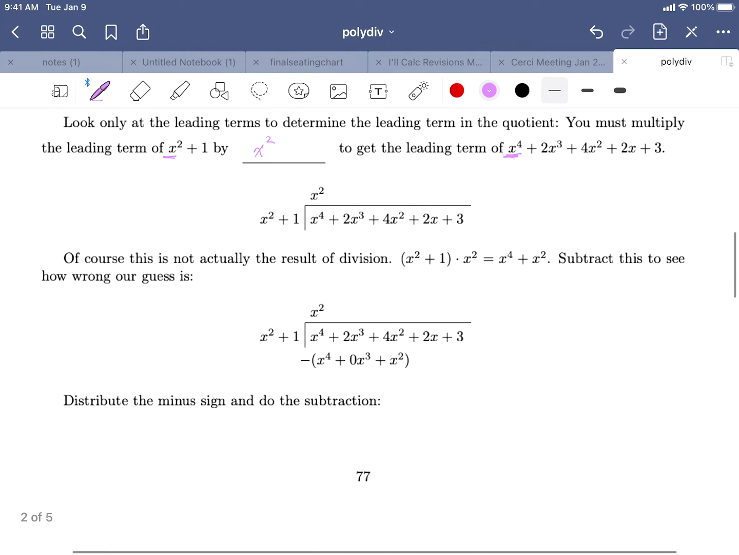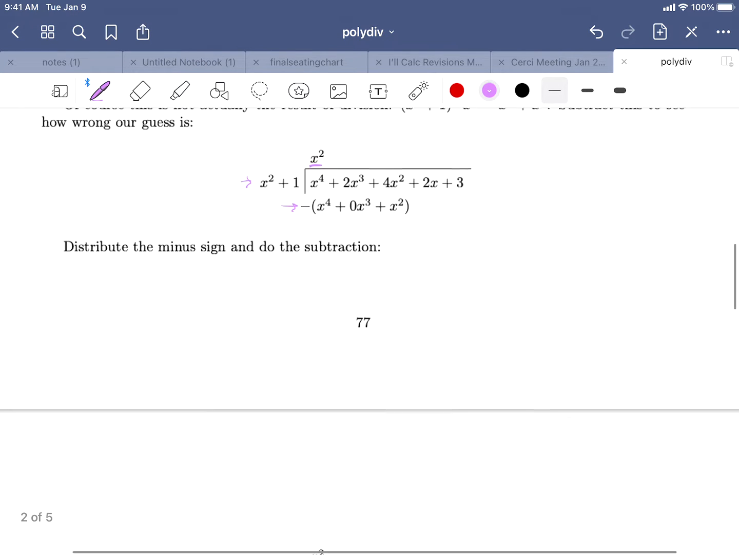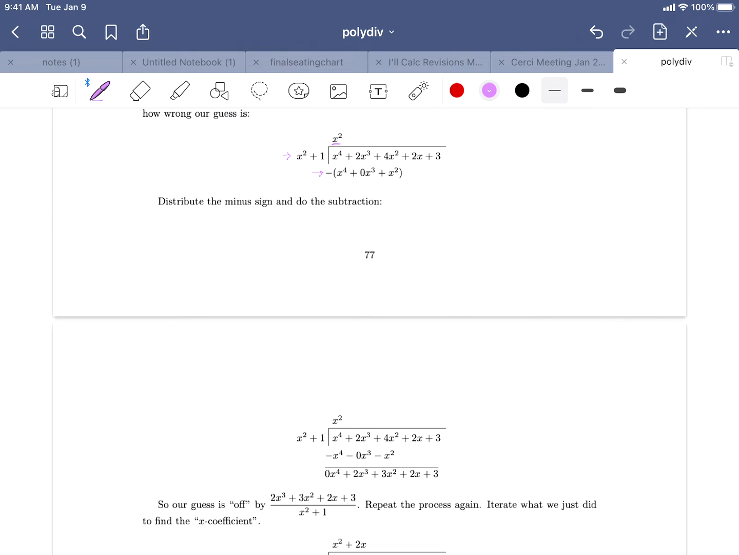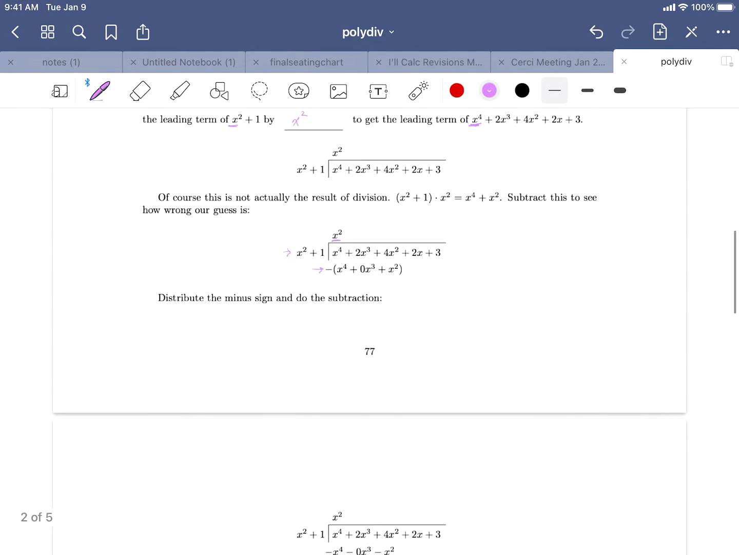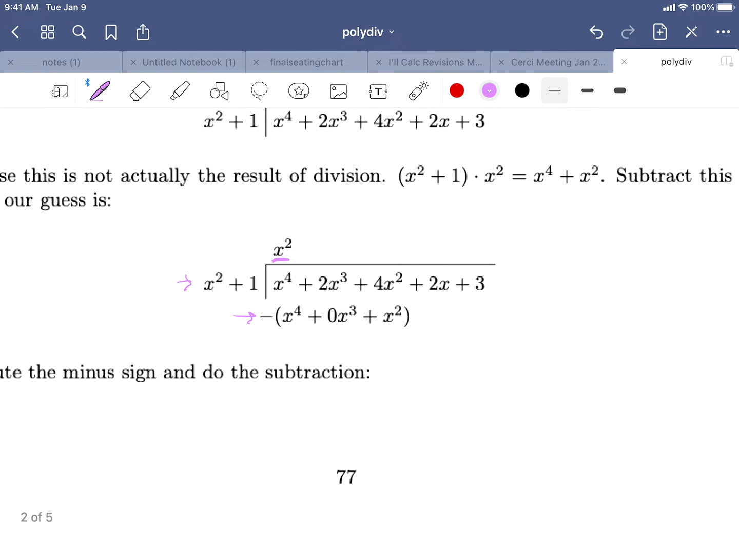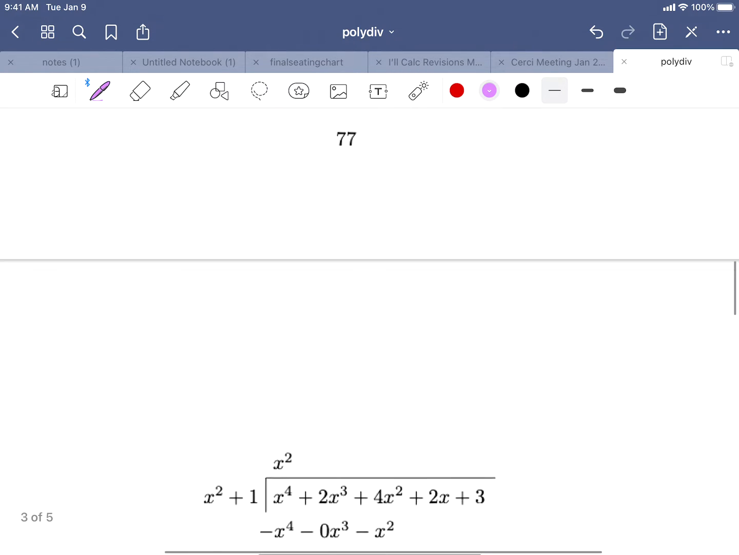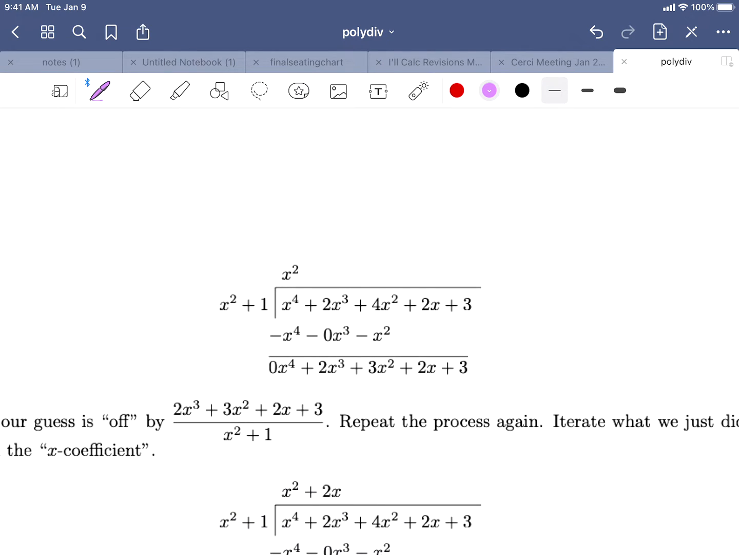So to see how wrong it is, you take the x squared, you multiply it by the thing right there, you put that there with a minus sign next to it, and you do the subtraction. So writing that down, doing the multiplication first, x squared times x squared is x to the fourth. x squared times 1 is x squared. I'll keep the 0x cubed because I'm going to try to do the subtraction column-wise. Distribute the minus sign. x to the fourth minus x to the fourth is 0x to the fourth. I knew that this would be a 0, that's why I picked x squared to be there. 2x cubed minus 0x cubed is 2x cubed, 4x squared minus x squared is 3x squared.